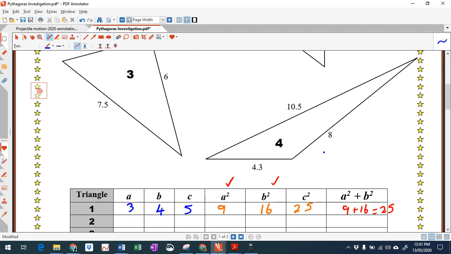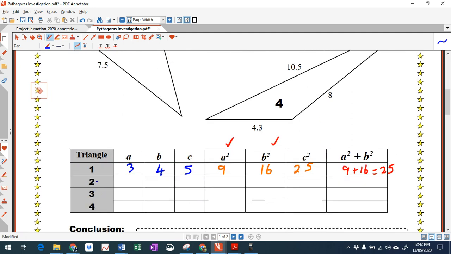I come down to the table, and I fill that in. I had 8, 6, and 10 for my sides, didn't I? 8, 6, and 10 for triangle number 2. Then you've got to work out what A squared, B squared, and C squared are. So A is 8 for the second triangle. 8 squared is 64. Then over here we have B is 6. What's B squared? 6 squared is 6 times 6, which is 36. 10 is C, so C squared is 10 squared. 10 times 10 is 100.